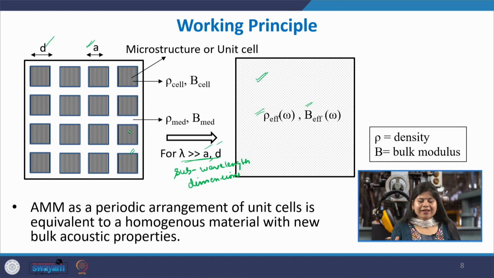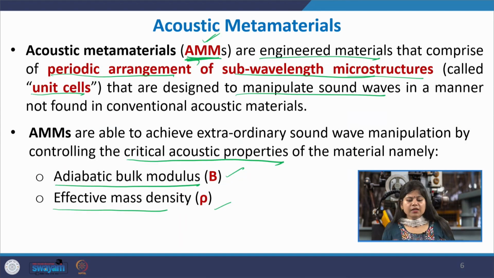So, we can get a metamaterial assembly whose dimensions are smaller than the wavelength and they are still able to control them. So, with a smaller thickness material or with a smaller volume material, we may be able to achieve a lower frequency sound control. Okay? Now, let us see.